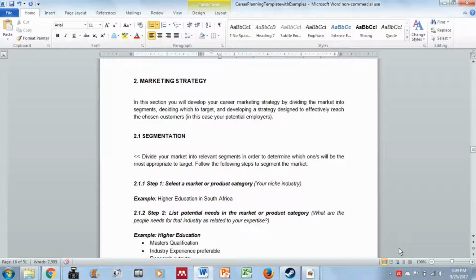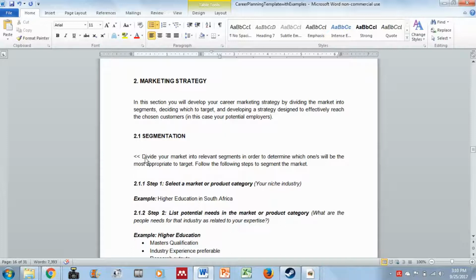Okay, let's have a look at the marketing strategy section. In this section you will develop your career marketing strategy by dividing the market into segments, deciding which to target, and developing a strategy designed to effectively reach the chosen segment customers. In this case, it would be your potential employers.